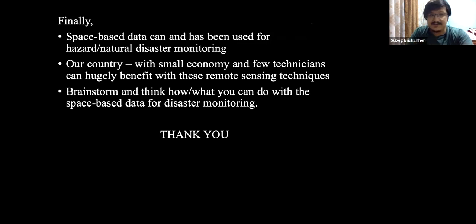So what I'm going to tell students is that please brainstorm, think about it, and think how or what you can do with the space-based data. You don't have to be really expert in that. Just think, can I use this? Can I use this for this? It can be a really good idea.